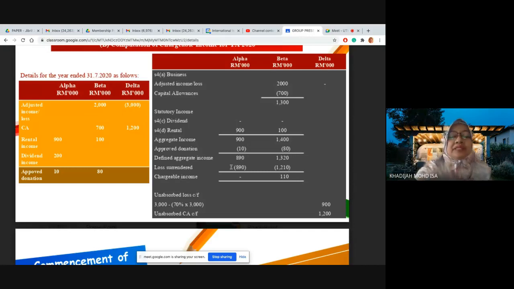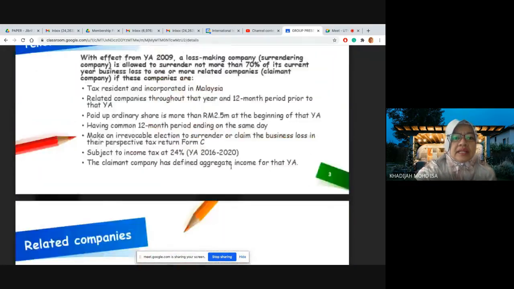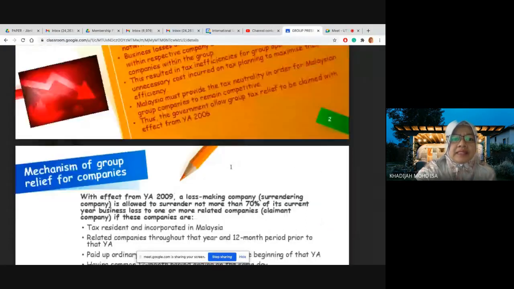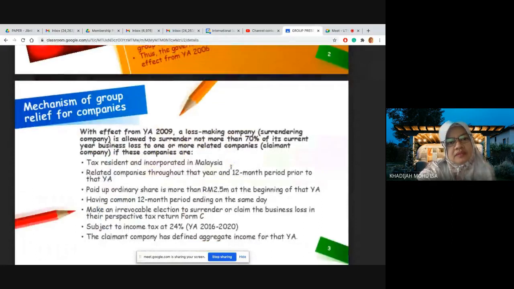So you have to decide, in order for companies to claim, you must first fulfill the conditions. All right, and normally I think the conditions are related to related companies, isn't it? Mechanism is this, where is it? So let me see, where is it?